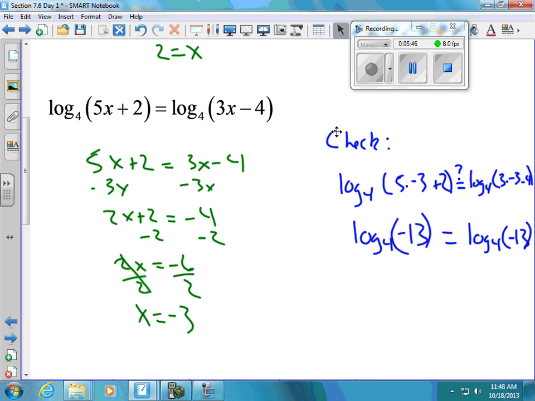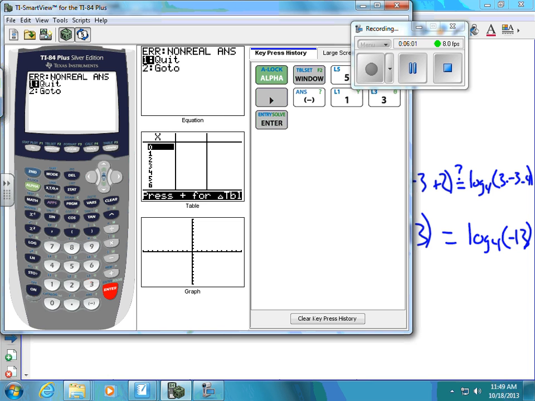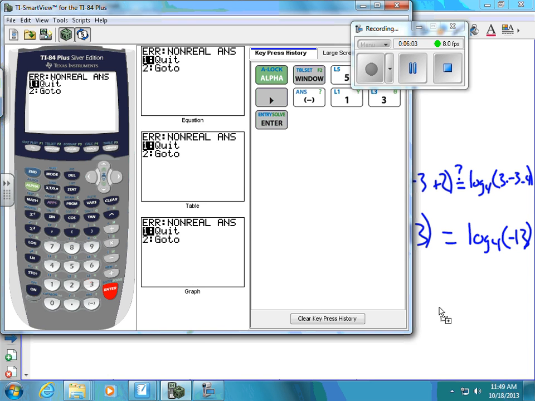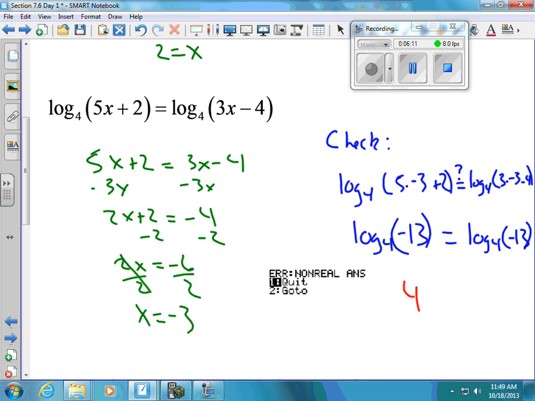But what happens when I plug those in my calculator? When I hit alpha window and I hit log bases, log base 4 of -13 gives me an error. When I try and plug it in, it says no real answers. Because really, remember, if we rewrote this in exponential form, this is saying 4 to some power equals -13. You can't do it. You can't multiply positive 4 by itself and get a negative number. It won't happen. So that's why this can't happen.